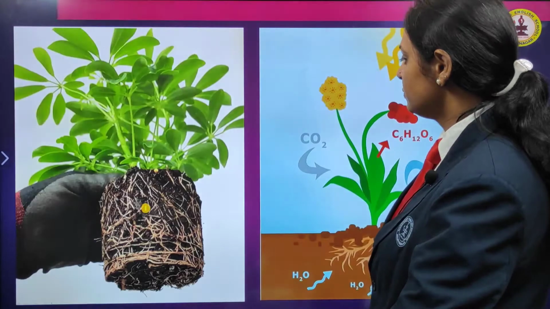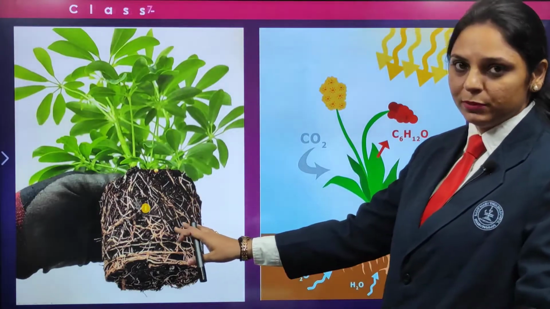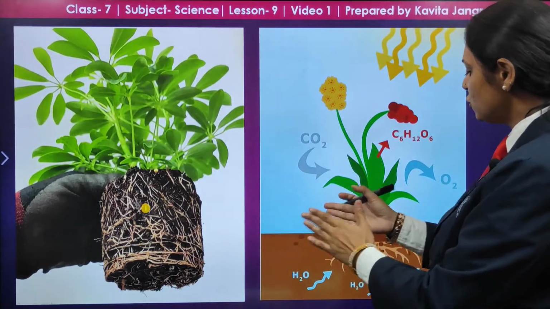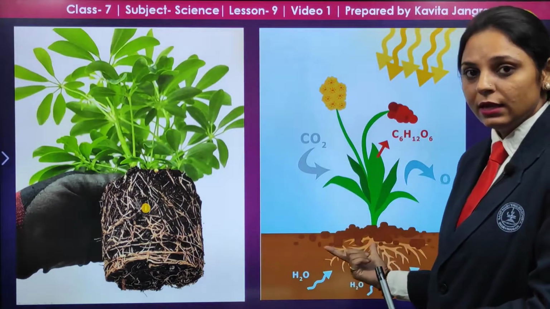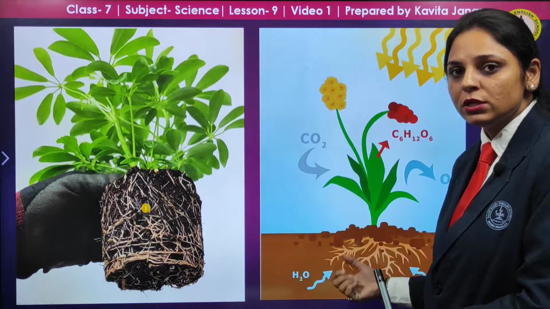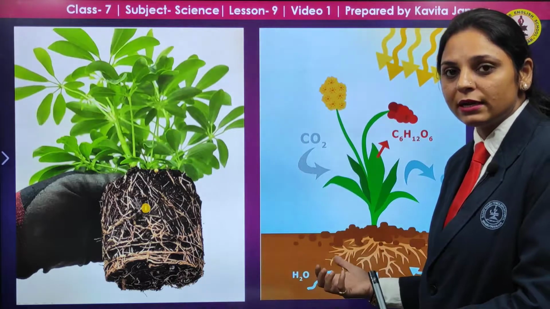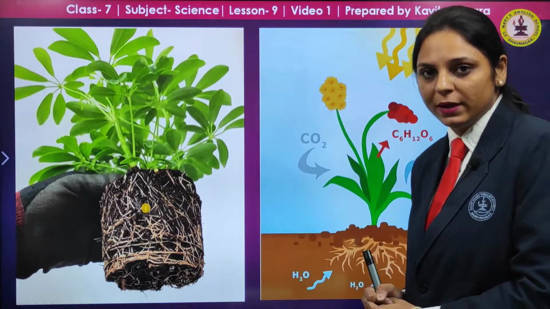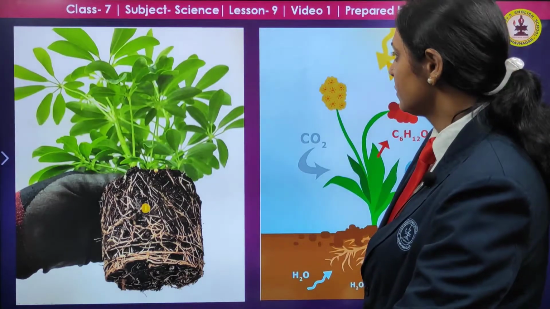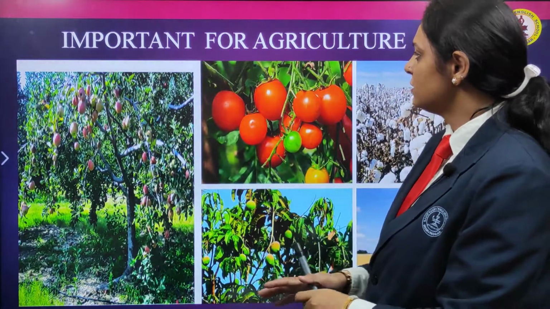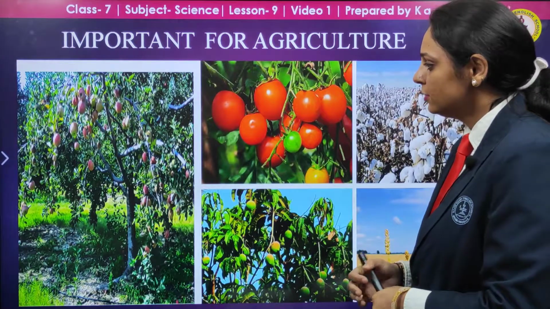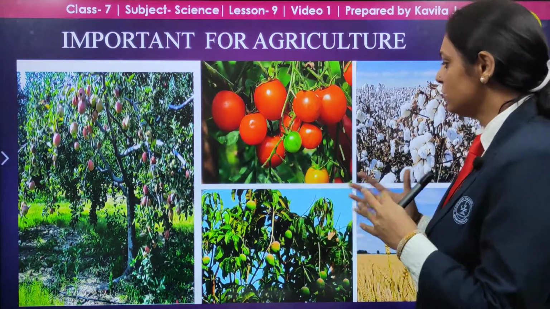Next, as you can see, we plant different plants in the soil. Here you can see the soil helps in holding the roots and in water absorption, and the minerals from the soil are taken up in the upward direction to the plants. This is important for agriculture. Soil is very important for agriculture. Different fruits and vegetables all grow in it.